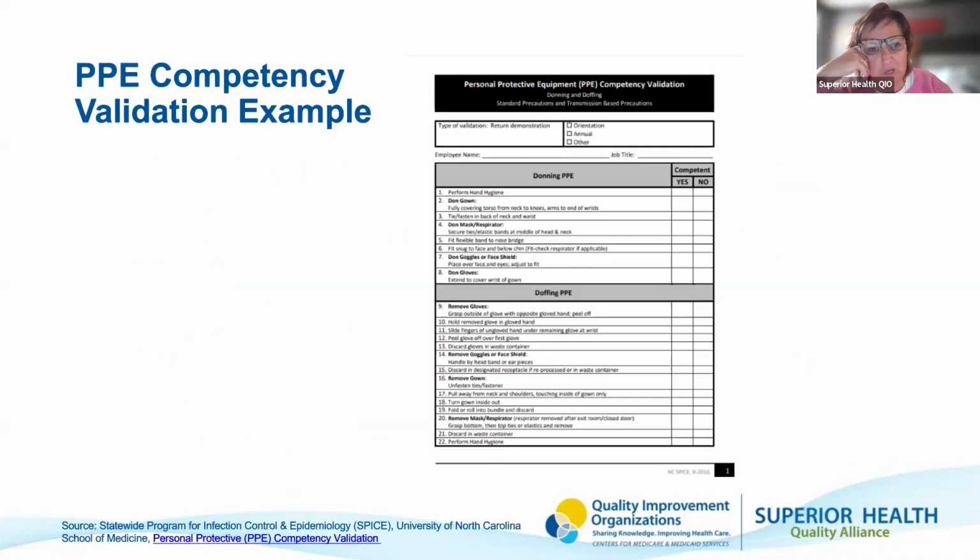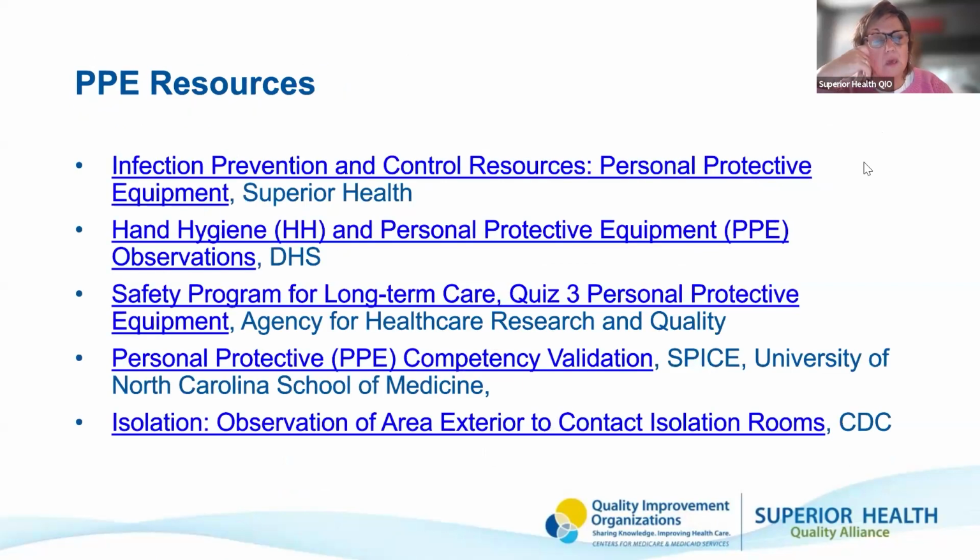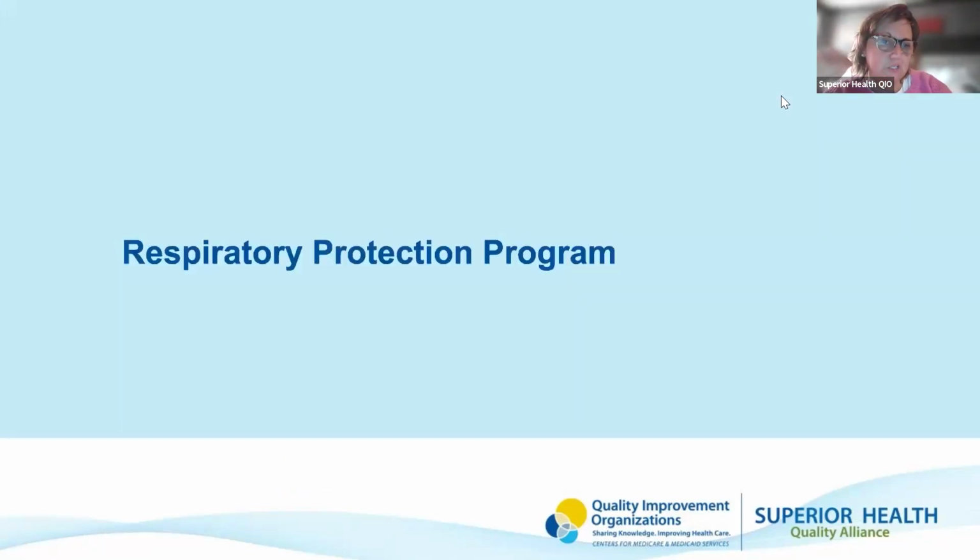Here's a competency validation example. This is from SPICE, which is the University of North Carolina's infection control. And then here's some resources. There's a link to our resource page on PPE, a link to the Agency for Healthcare Research and Quality that actually has a quiz, which is kind of cool to use. There's that SPICE link, and then the CDC link with the isolations. Any questions about PPE? That one's pretty straightforward, right?